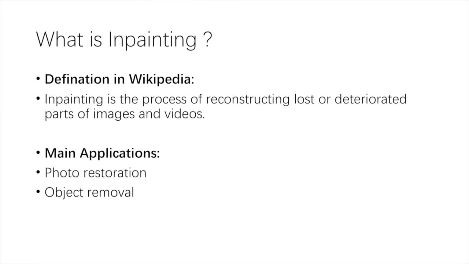Hello everyone, today we will talk about image inpainting. What is inpainting? The definition in Wikipedia is: inpainting is the process of reconstructing lost or deteriorated parts of images and videos. The main applications of image inpainting are photo restoration and object removal.